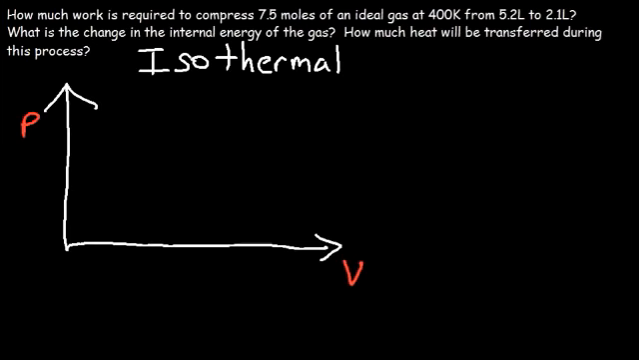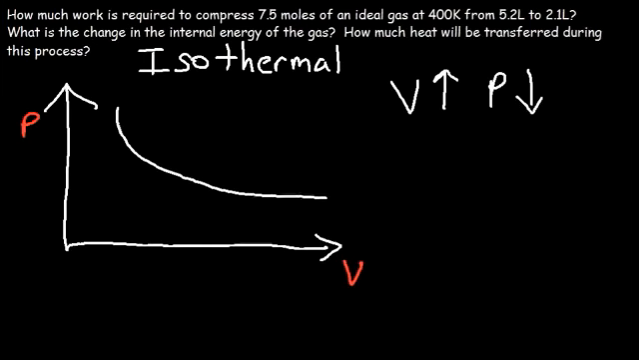Now, during an isothermal process, as the volume of the gas increases, the pressure will decrease. Now, it's not going to decrease like this. According to Boyle's law, it's going to decrease more like that. It's not a straight line, it's actually curved. But how can we calculate the work required to compress this particular gas? So if the gas is being compressed, let's say if we're going from position A to position B, we're going this way.